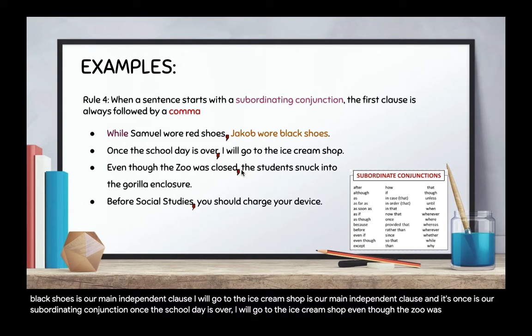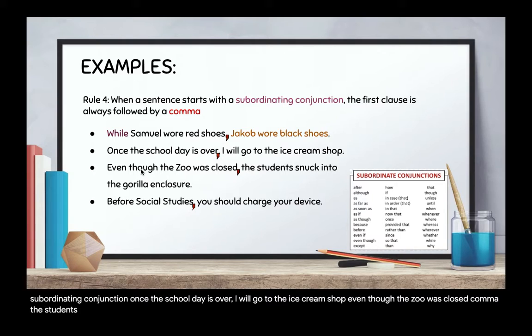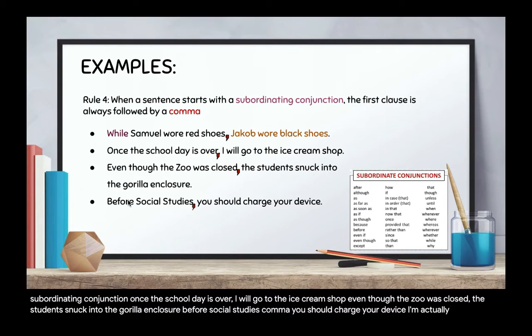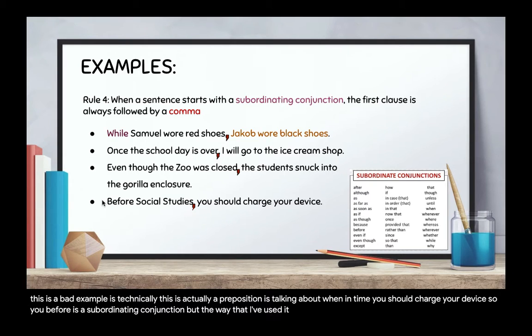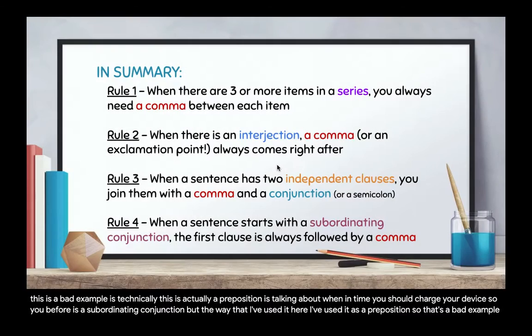Even though the zoo was closed, the students snuck into the gorilla enclosure. Before social studies, you should charge your device. Now, I'm actually realizing that this is a bad example because technically this is actually a preposition. It's talking about when in time you should charge your device. So before is a subordinating conjunction, but the way that I've used it here, I've used it as a preposition, so that's a bad example.